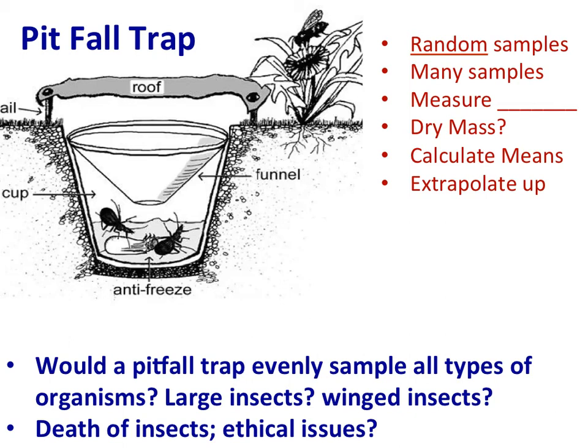The pitfall trap would be a sampling strategy for motile species, moving animals. But evaluation. Would a pitfall trap evenly sample all types of organisms, large ones, for example, or winged organisms? And the death of insects or animals in the bottom of the cup raises ethical issues. And don't forget the basics of sampling, no matter what measuring tool you're using.